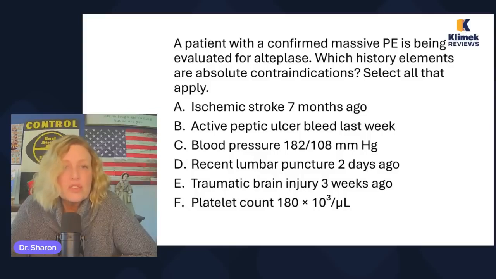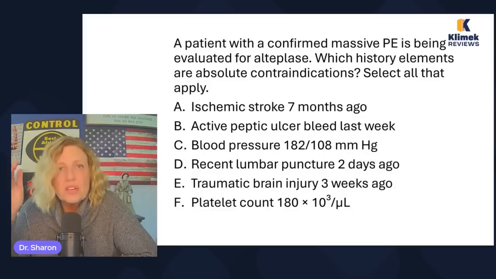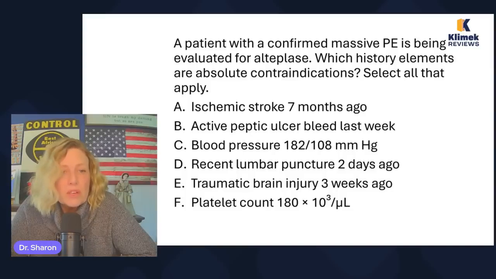A patient with a confirmed massive PE is being evaluated for alteplase, which is a clot-busting drug. Which history elements are absolute contraindications? Select all that apply. So absolute contraindications means there's no exceptions to this rule. Absolutely always, if they have this in their history, they cannot get clot-busting meds. Ischemic stroke 7 months ago, active peptic ulcer bleed last week, blood pressure 182/108, recent lumbar puncture 2 days ago, traumatic brain injury 3 weeks ago, platelet count 180.